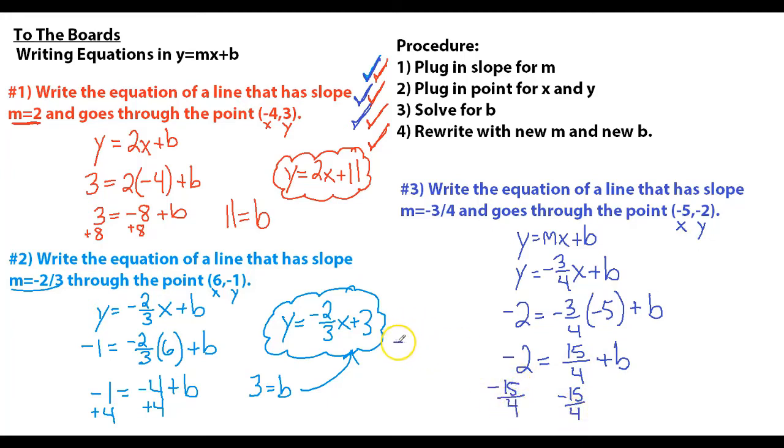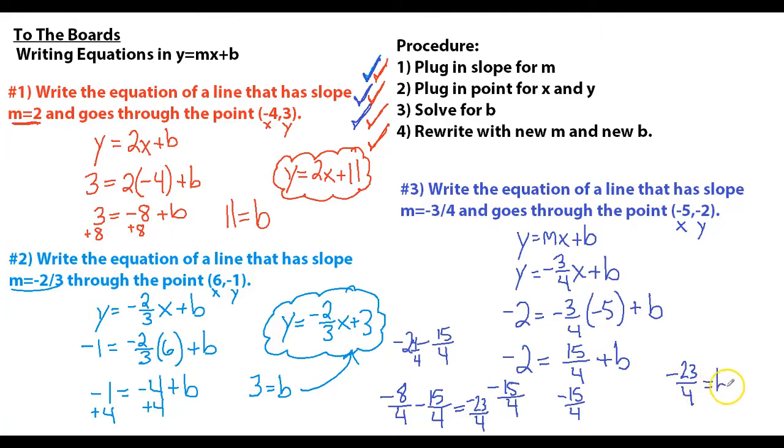Ooh, what is -2 minus 15/4? I'd have to get a common denominator here, so I'd multiply this by 4/4. So it's -8/4 minus 15/4, which would come out to be -23/4. That's my b value.